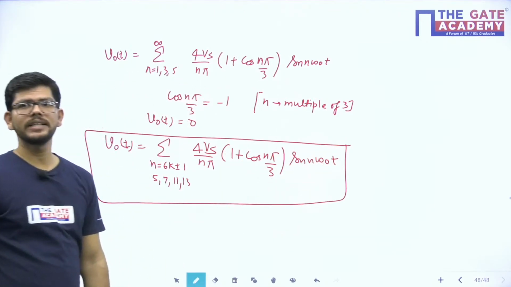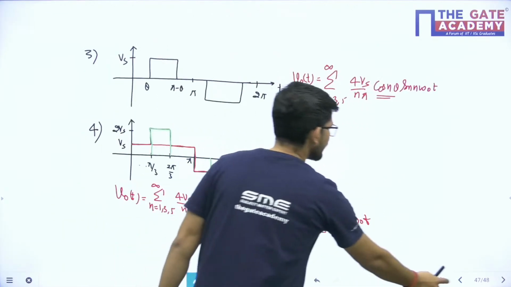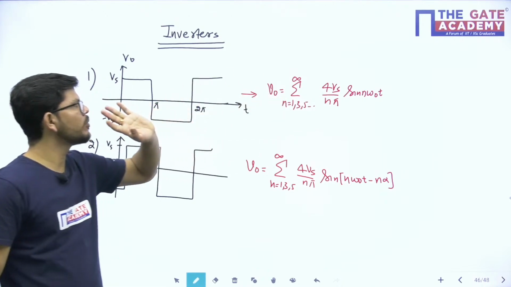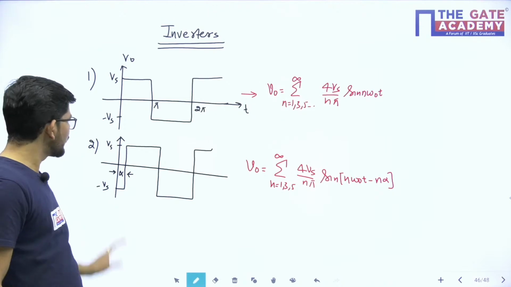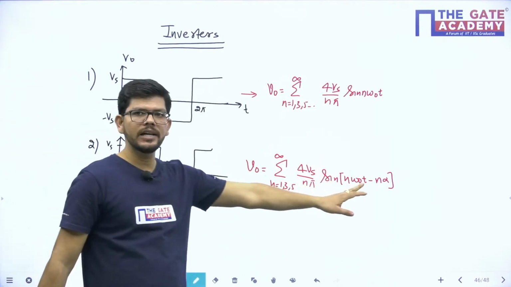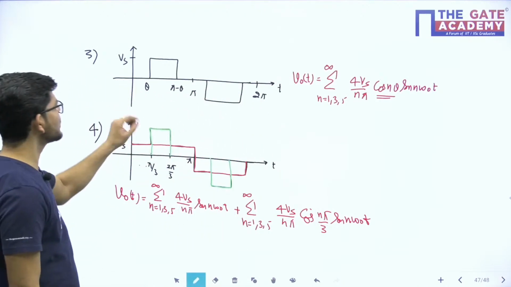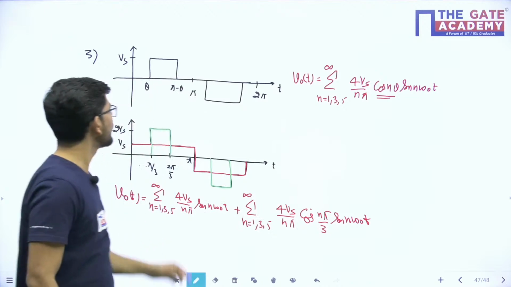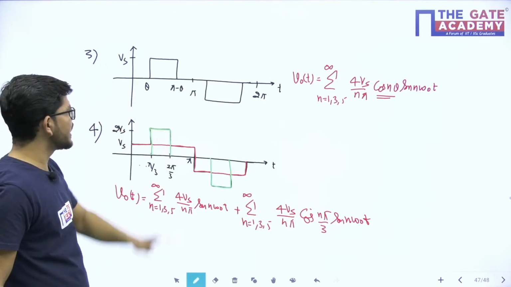So tell me, is this helpful for you? If you have a square wave, its Fourier series is 4 Vs upon pi sin n omega t, and all odd harmonics will be present. If you have a shifted waveform, just shift the angle, everything else remains the same. If you have a quasi square wave, a cos n theta term will come. What is theta? Theta is that particular angle.